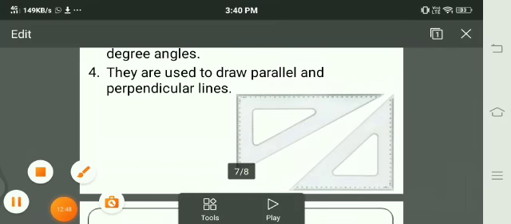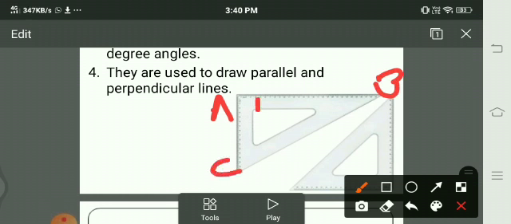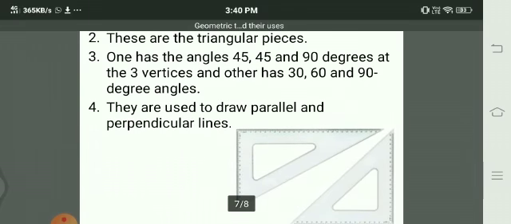So there are three angles. Suppose angle A, angle B and angle C. Here the angle is 90 degrees, so two angles are remaining, angle B and angle C. But angle A plus B plus C is 180, so 180 minus 90 means angle B plus C should be 90 degrees.